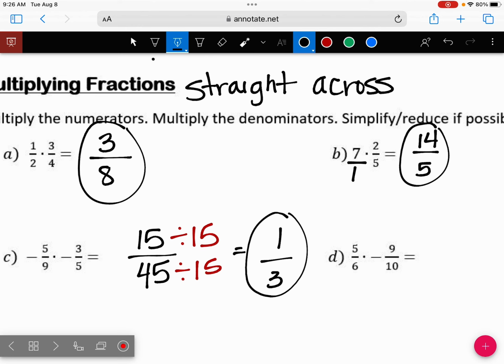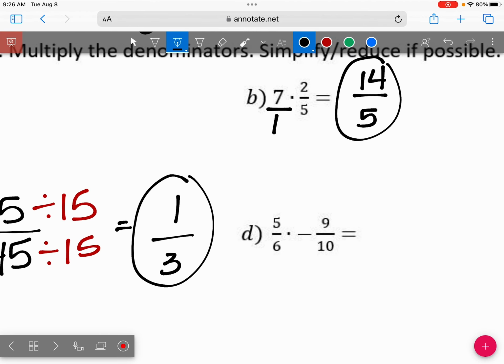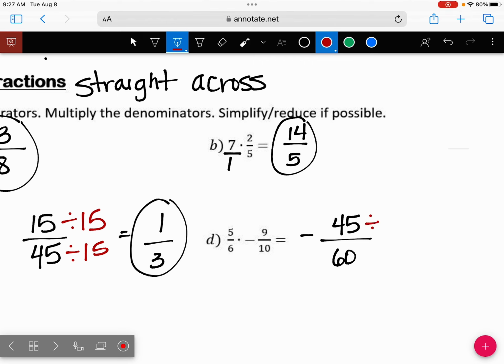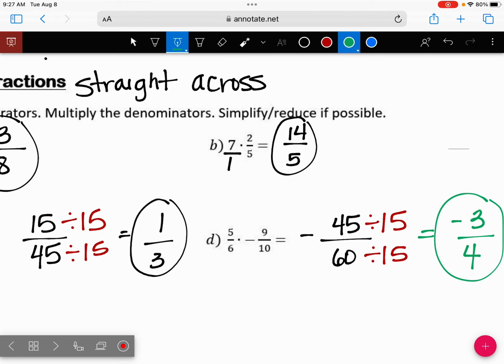All right, question D. I have a positive multiplied by a negative, so my answer will be negative. So 5 times 9 is 45, yep. And 6 times 10 is 60. So again, look at your 15s. When you look in your 15s, you should see both of those numbers. So that means that we can divide both of them by 15. And that would be -3/4. All right, any questions about how to multiply fractions?